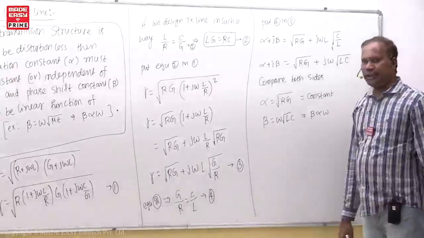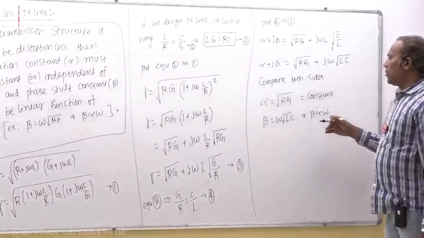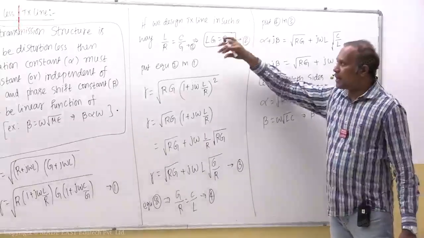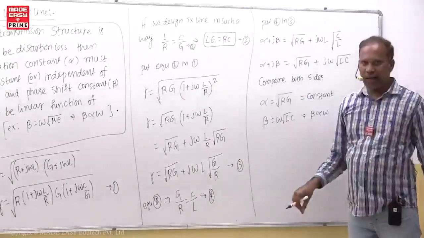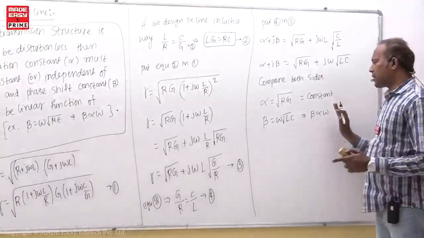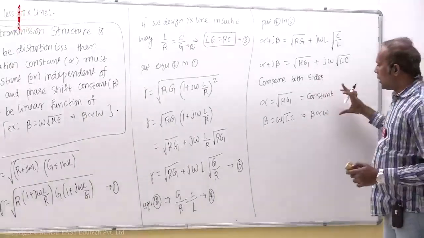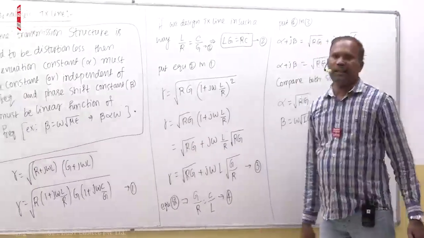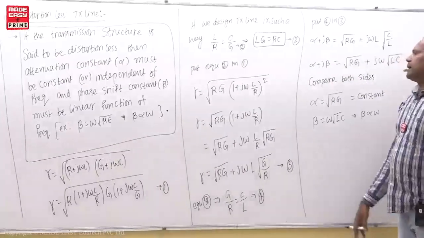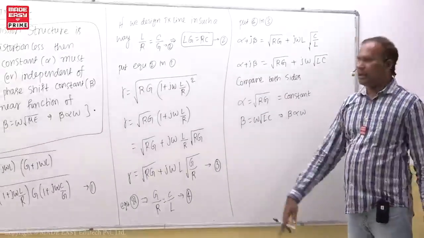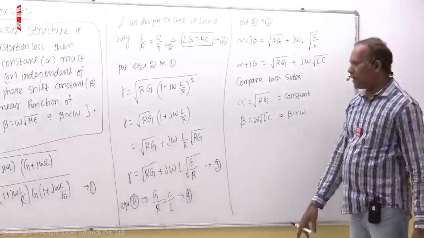So that is why, dear students, whenever you design a transmission line in such a way that this condition is satisfied, then alpha becomes constant and beta is a linear function of frequency. So this alpha and beta satisfy the distortionless condition. Okay, that is why this is called the condition to have a distortionless transmission. That is also one of the objective questions.